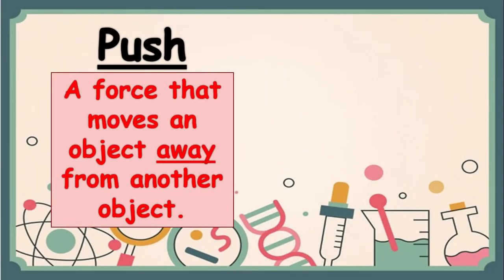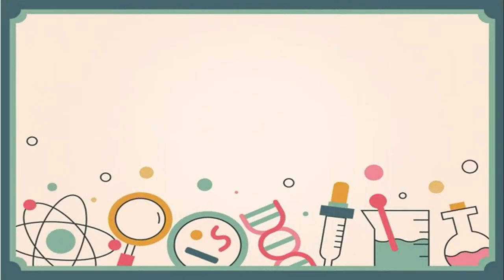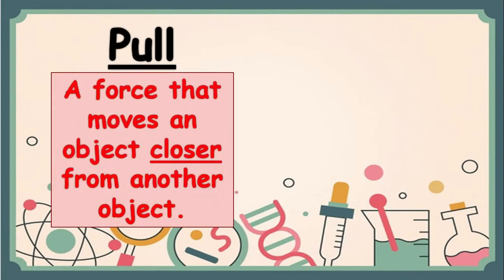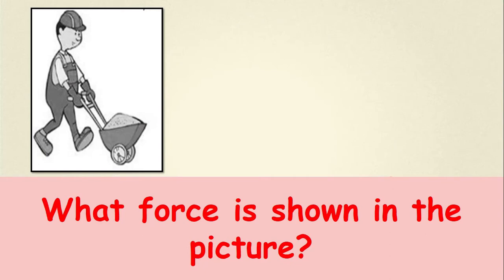Push is a force that moves an object away from another object, just like you are seeing on the screen. The boy is pushing the car away from him. That is push. Next, pull is a force that moves an object closer to another object. Just like the man, he is pulling the donkey towards him or closer to him. That is pull.